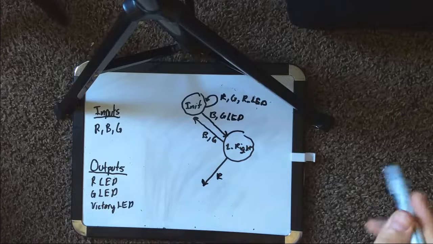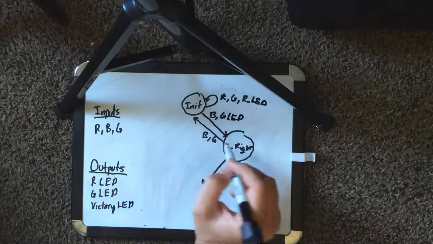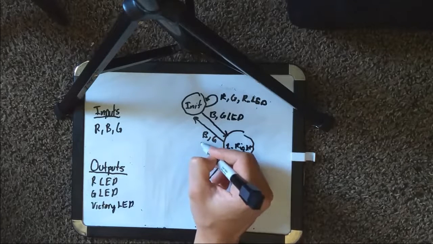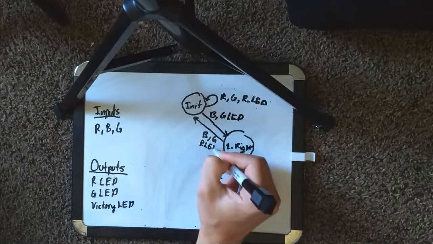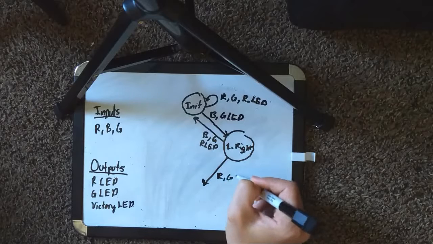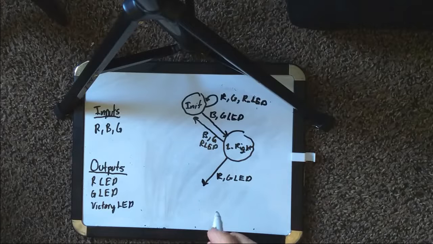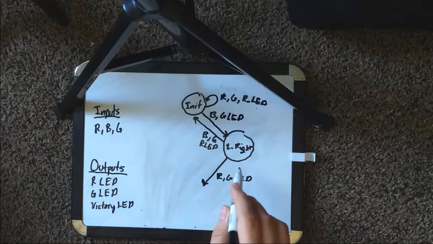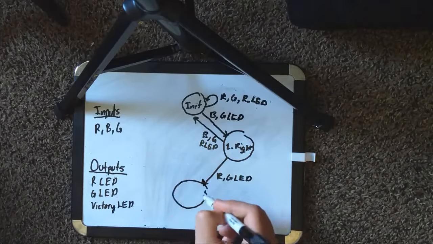Great. Now we've got to define our outputs. Again, if we press the blue button or the green button, we want the red LED to flash, but if we press the red button, we want the green LED to flash. All right, there's our second state. Let's go on to the third one.